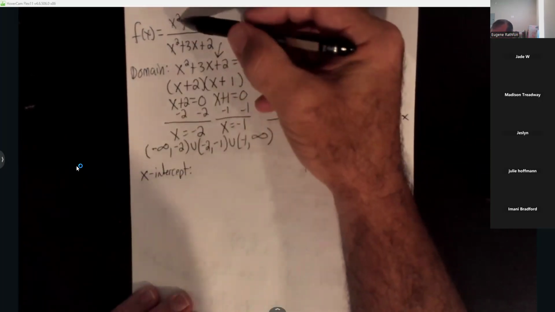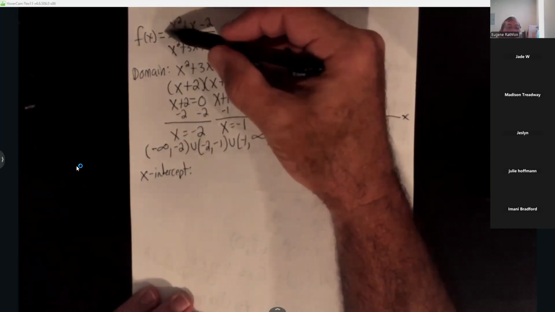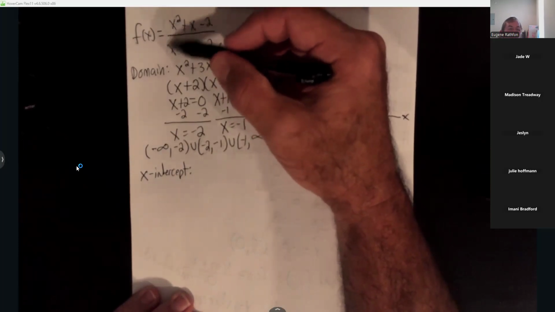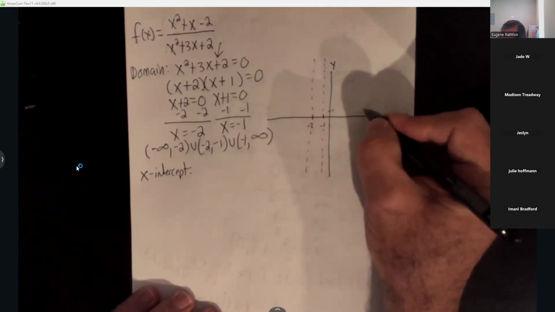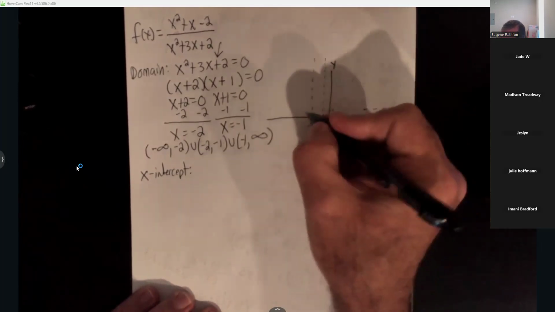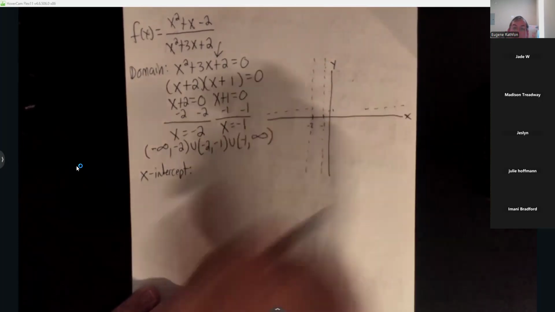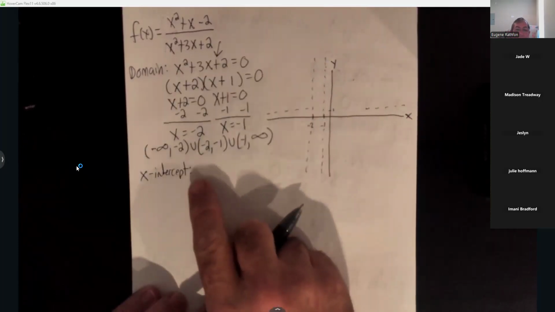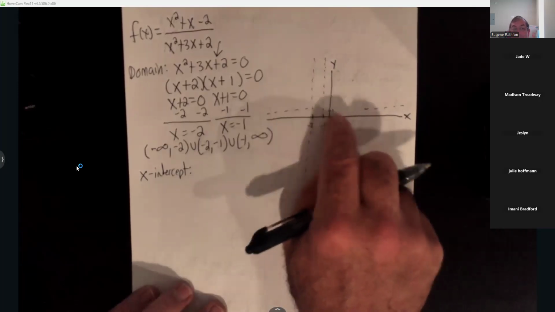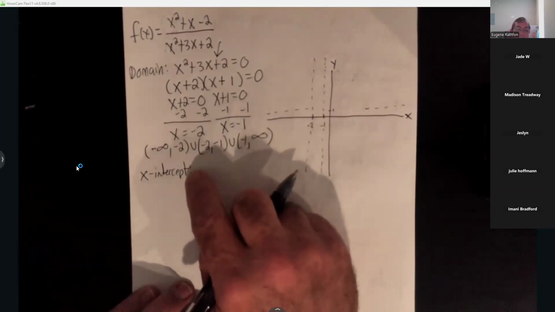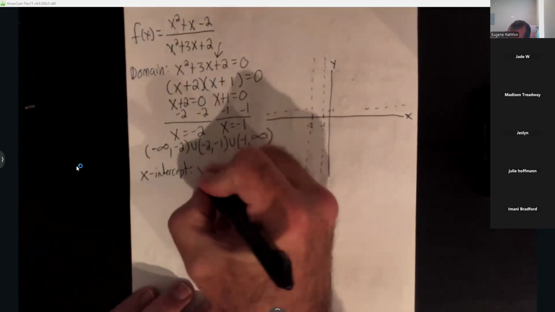Now, I do know that the top is a degree 2, bottom is a degree 2. So they're going to approach 1 over 1, which is 1. So up here at 1 on the y-axis, eventually they're going to try to get to that 1 as these x's go to the left and right, okay? So let's see the x-intercept. X-intercept will tell me where it's crossing over the x-axis. And remember, to find the x-intercept, I set the top equal to 0.